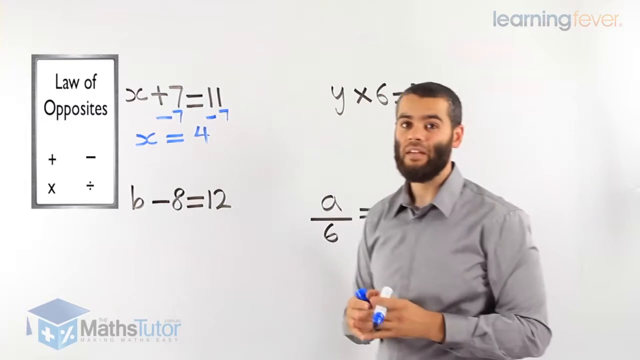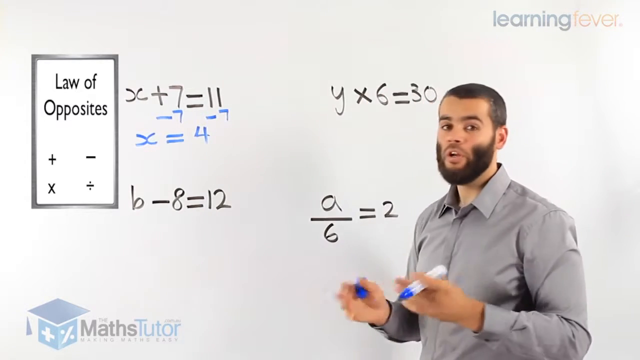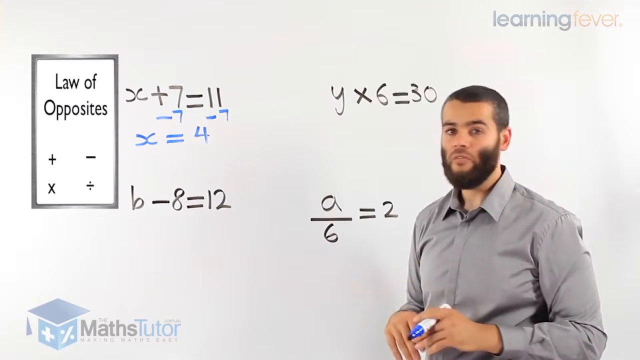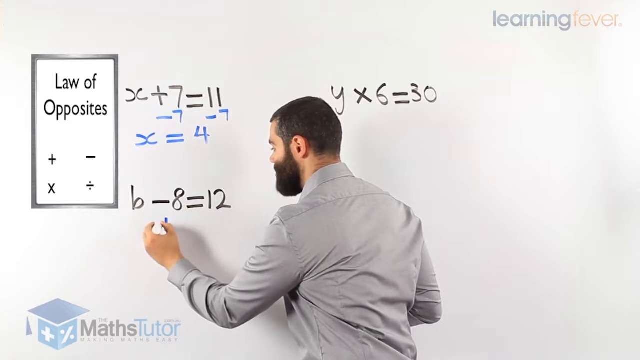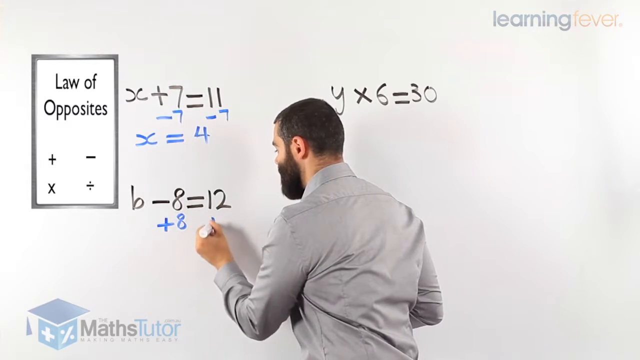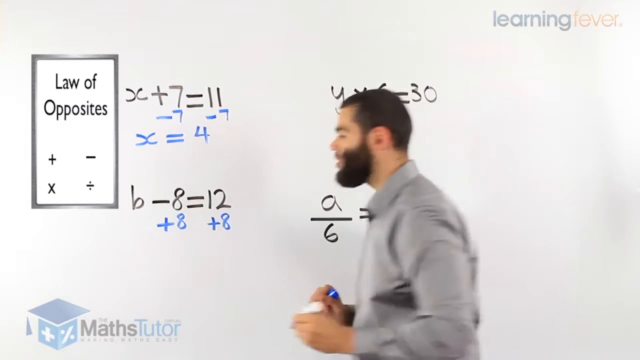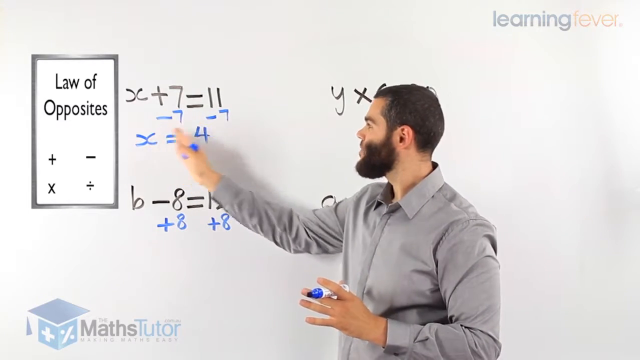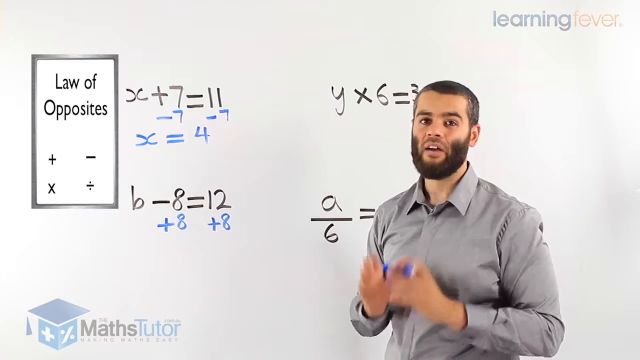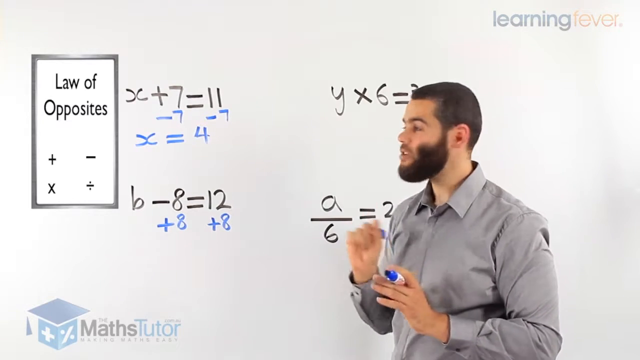B, take away 8 equals 12. We don't know what B is. We said we have to use the law of opposites. That's what our brain does. Minus 8, opposite of that is plus 8. What we do to one side, we do to the other side. In mathematics, we always play fair. What we do to one, we have to do to the other. Very important that you get that. Make sure you always do it.